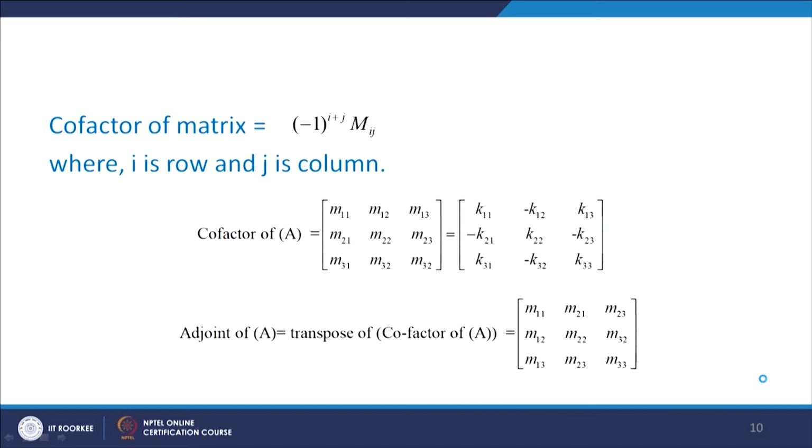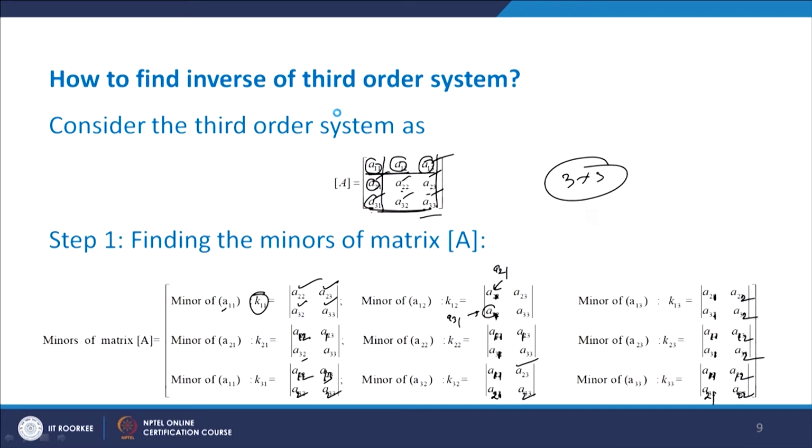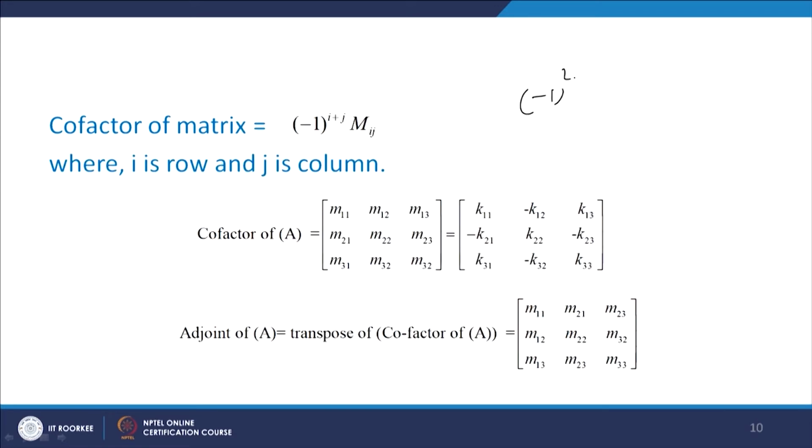Now, the cofactors of a matrix: the cofactor is minus 1 raised to i plus j into Mij. So, whatever elements you get, you see which rows and which columns. Particularly, when you see this particular element, this lies in your first row and first column. So, here i equals 1, j equals 1, so 1 plus 1 is 2, so minus 1 raised to 2 is 1. Therefore, the element corresponding to this is positive.